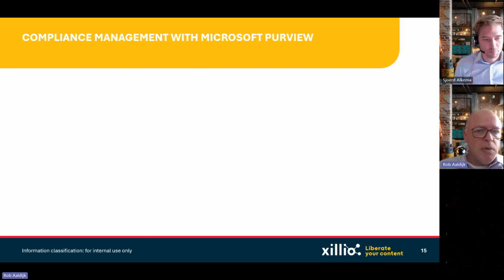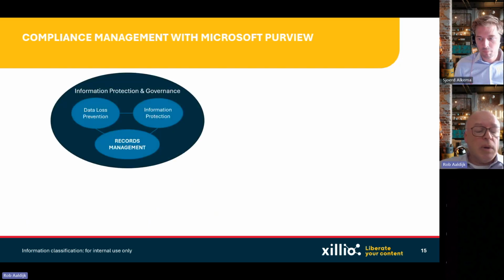So Microsoft Purview consists of three big clusters of functionality, essentially. The one that interests us most typically is information protection and governance, which consists of functionality for data loss prevention, information protection, and today I will show a bit more about records management specifically. So data loss prevention focuses very much on the data lifecycle. I will explain in a minute. It has a relationship with records management, but it's not the same.